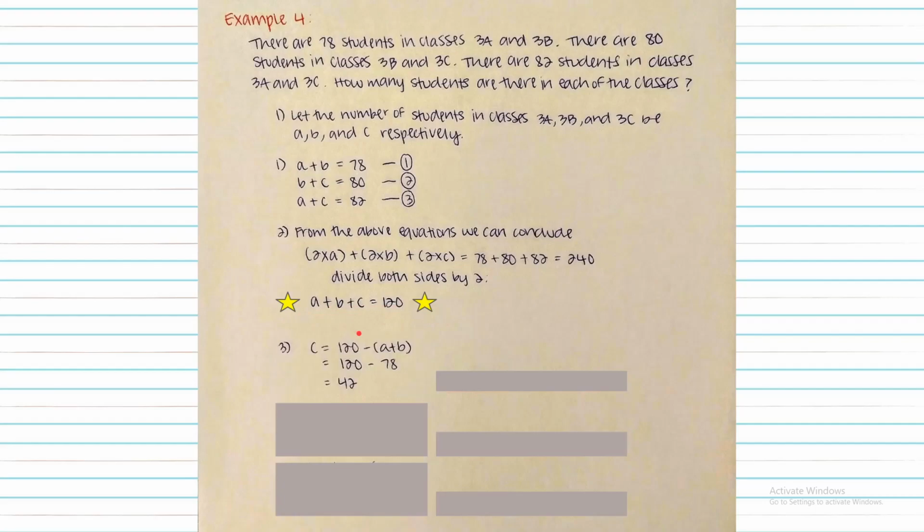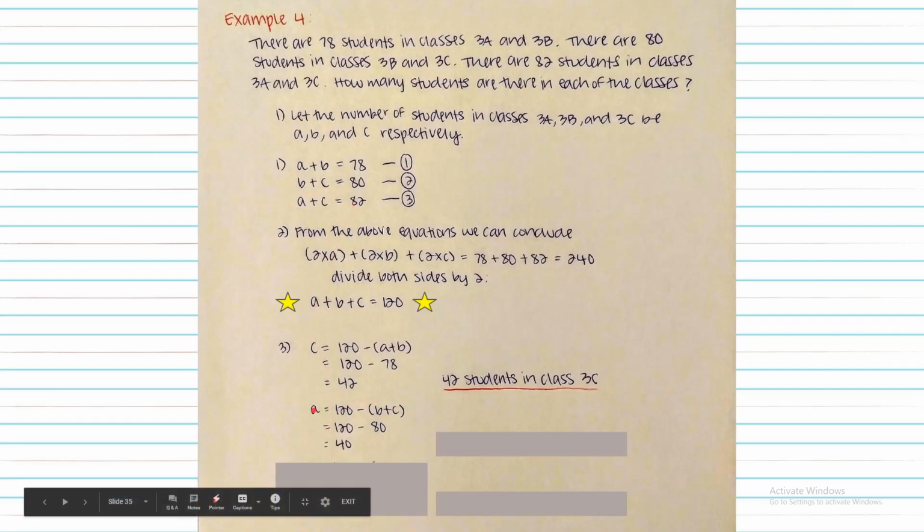So, let's start with C. We'll rearrange the equation to find that C is equal to 120 minus (A plus B), because we move these to the other side. But if we look up here, we find that A plus B is equal to 78. So C is equal to 120 minus 78, which is equal to 42. So there's 42 students in class 3C. Let's move on to A. Keep A on this side, move B and C to the other side. So we find that A is equal to 120 minus (B plus C). Look up here to find that B plus C is equal to 80. So we find that A is equal to 120 minus 80, which is equal to 40. So there's 40 students in class 3A.